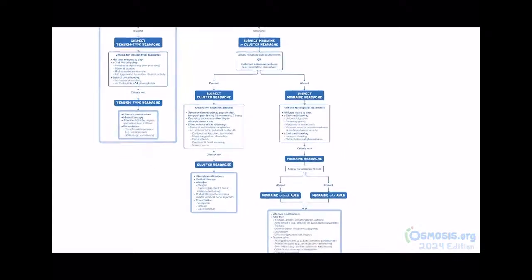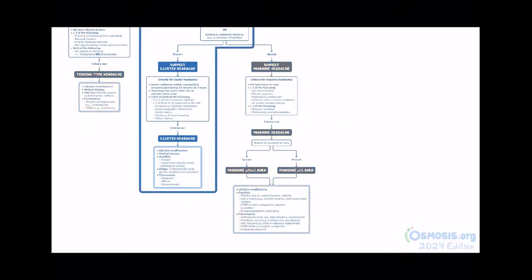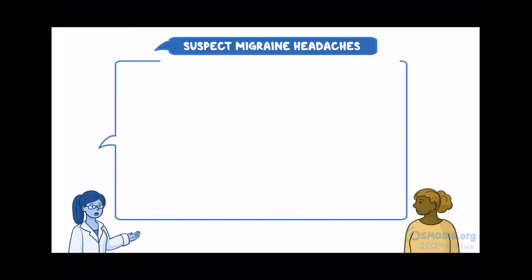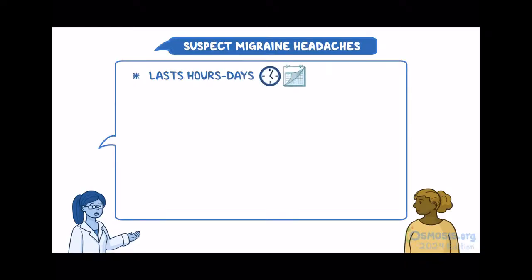Now, let's go back and look at individuals with unilateral headaches reporting no restlessness or ipsilateral autonomic features. In this case, suspect migraine headaches and assess whether your patient meets the criteria for migraines. Migraines last hours to days and have at least two of the following four features. First, they are unilateral in location.